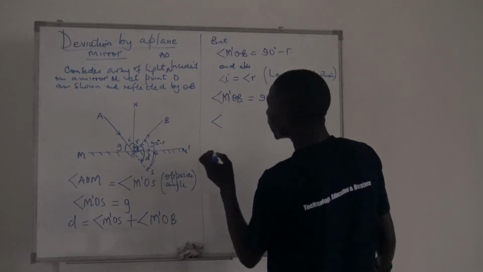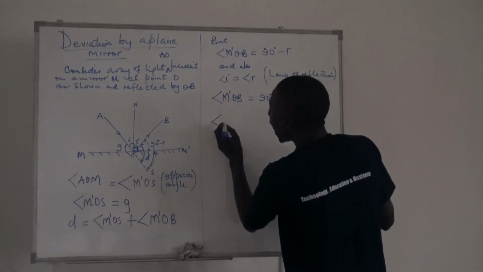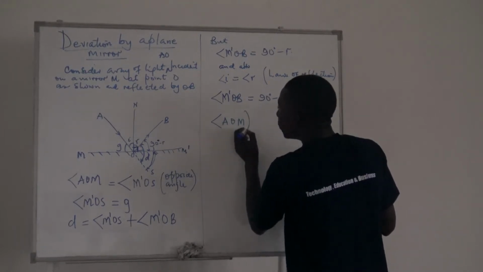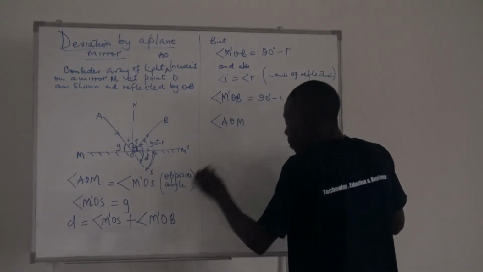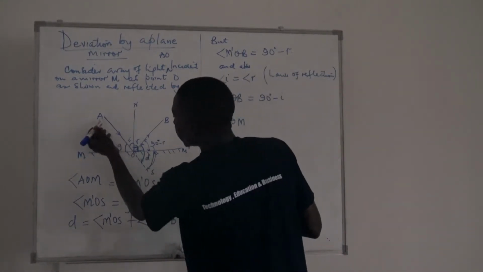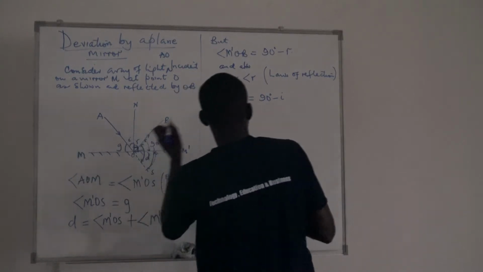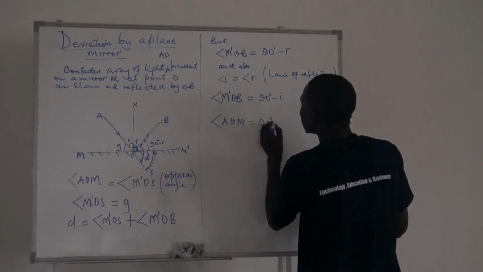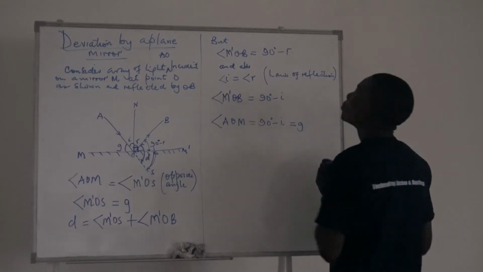Don't we know that it is also very true that angle AOM, this angle here, is also 90 degrees minus I, and it is also equal to G.